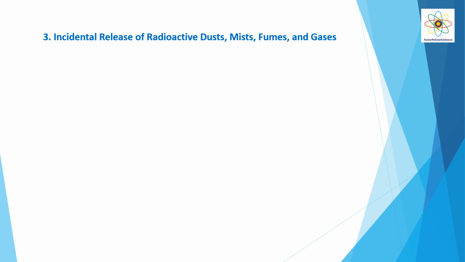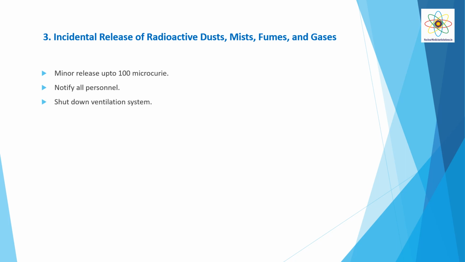Let's discuss incidental release of radioactive dust, mist, fume and gases. Like spills, it is also classified as minor release and major release. If the amount of released radioactivity does not exceed 100 microcurie and the restriction for access to the contaminated area does not exceed 24 hours, it is called a minor release, and if it is more than this, it is called a major release. The following procedures shall be followed in case of either minor or major release.